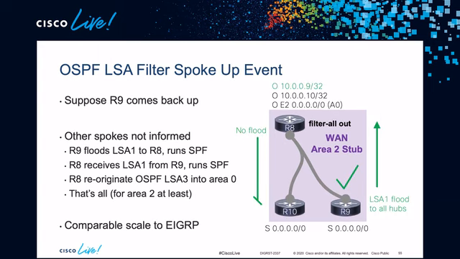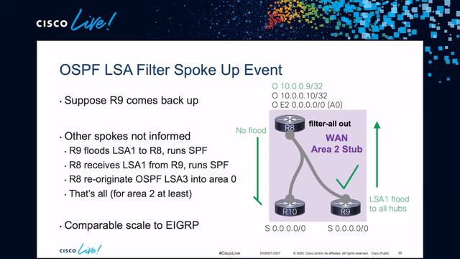Now let's see what happens during the spoke up event. If R9 comes back online, there's a few other things that happen, but we still don't have any downstream flooding. R9 is going to come online and flood its Type 1 LSA to router 8, and of course R9 needs to run SPF because it is a newly joined router in the network. R8 will receive that Type 1 LSA from router 9 and of course rerun SPF because there was a topology change. This is the same as the previous case.